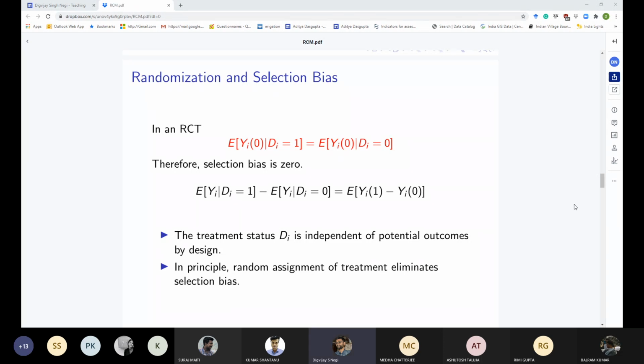Sir, hello. Sir, can you again explain ATT, like with the example of IGIDR? Sorry, I didn't hear. Can you again explain ATT, average, with the help of the example that you gave?